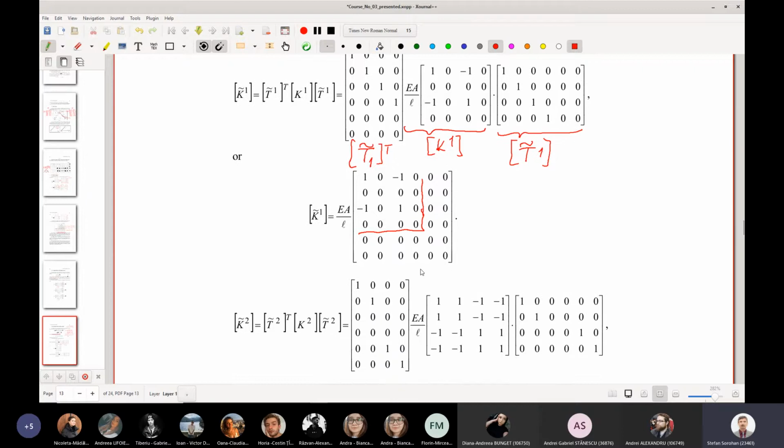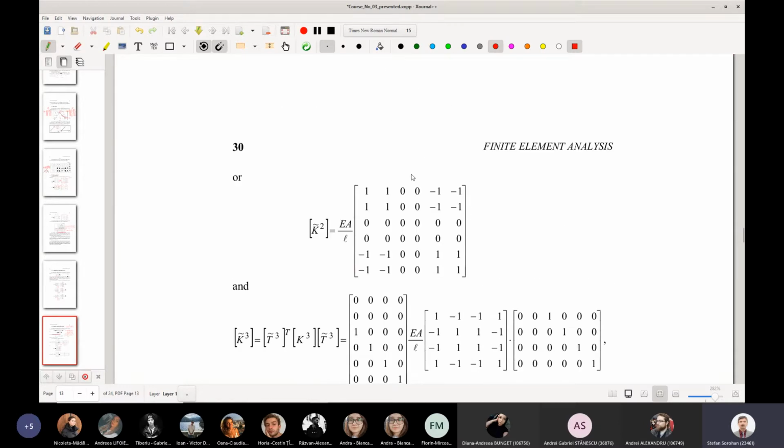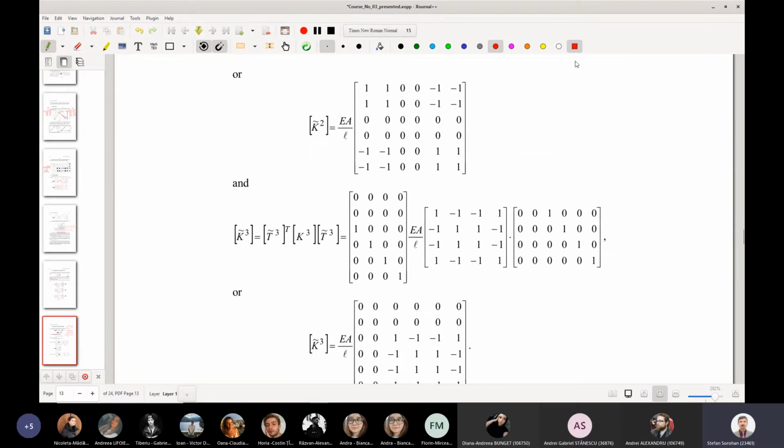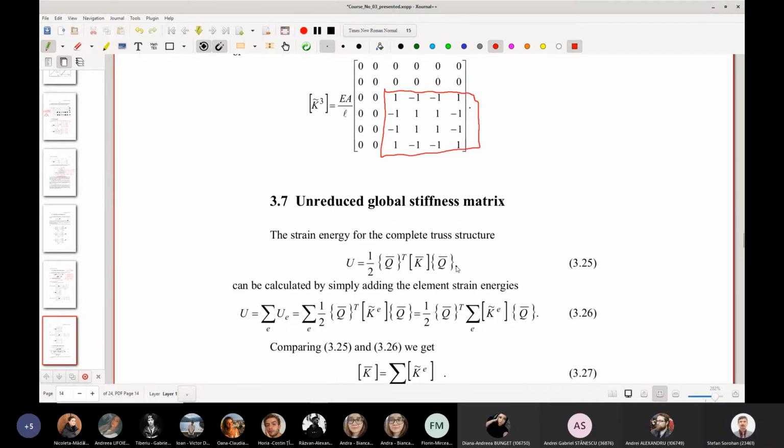For the second matrix multiplication, the non-zero terms will be exactly this part here, this part here, this part here, and this part here. And for the last, this one is exactly here. So the same result. So nothing new.